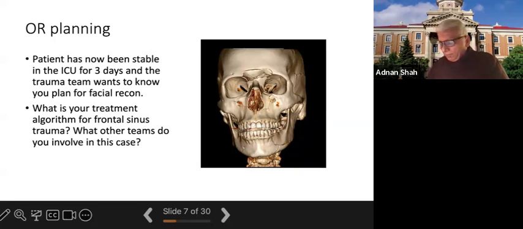All right. Now, how would you surgically approach this patient? Would you do the mandible first or the frontal bone first?